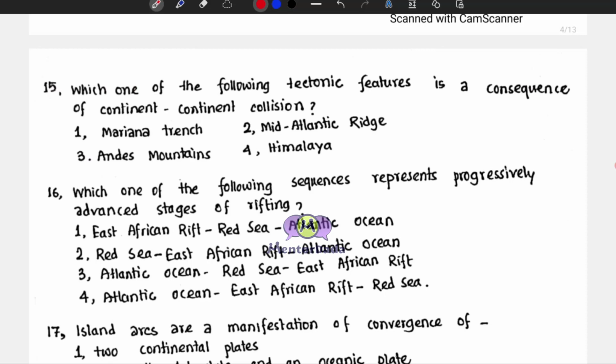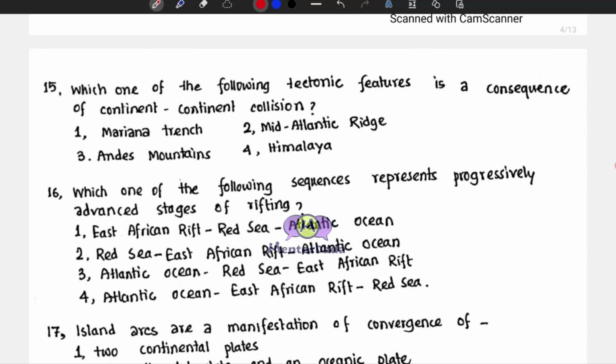So here are 4 options. One is Mariana Trench. Look, Mariana Trench is a collisional boundary between ocean and ocean. So Mariana Trench is one of the deepest trenches on the earth, right? And this is the deepest point of the crust. And option number 2 is mid-Atlantic ridge. This is a mid-Atlantic ridge, or we all say mid-oceanic ridge, where 2 plates are going away from each other. African plate and American plates are moving away from each other. So this is a divergent type of plate boundary.